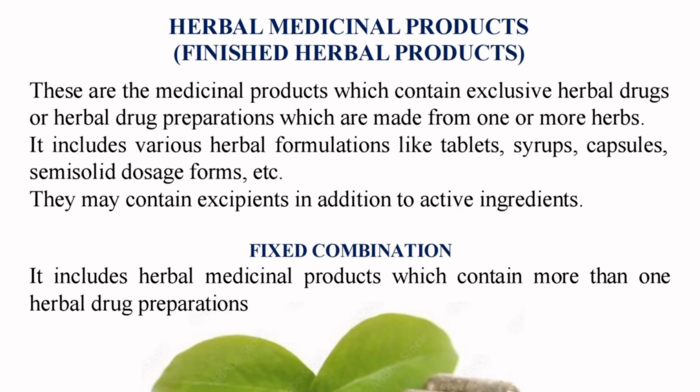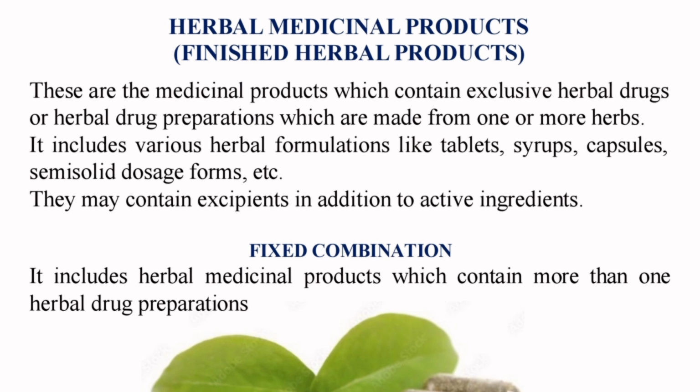Herbal medicinal products or finished herbal products are the medicinal products which contain exclusively herbal drugs or herbal drug preparations which are made from one or more herbs. It includes the various herbal formulations like tablets, syrups, capsules, semi solid dosage forms, etc. They may contain excipients in addition to active ingredients.